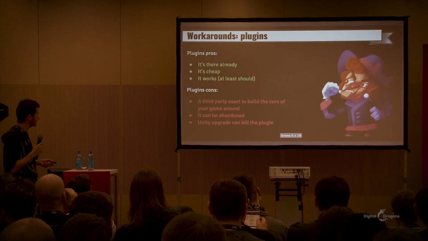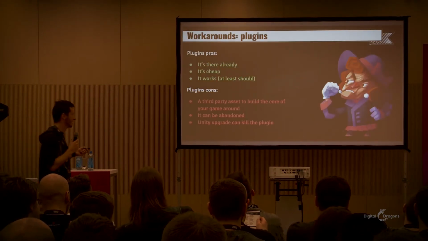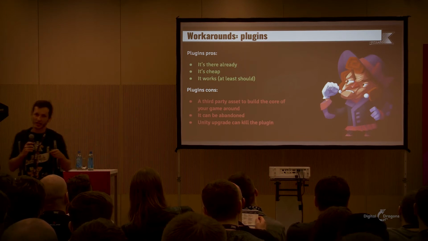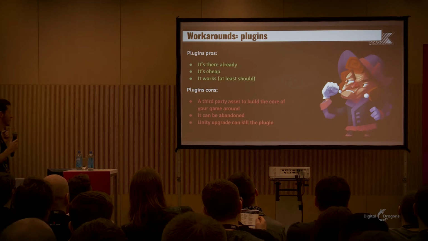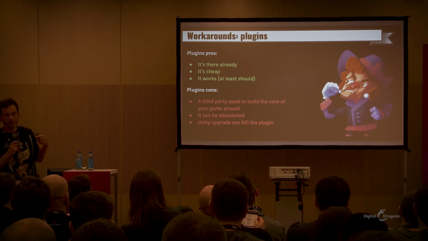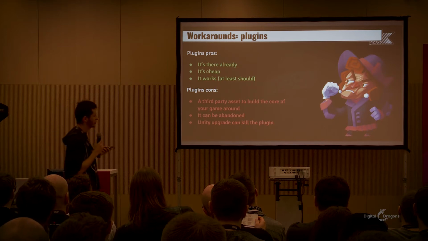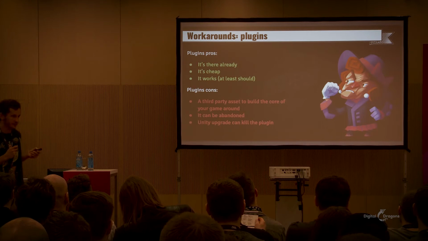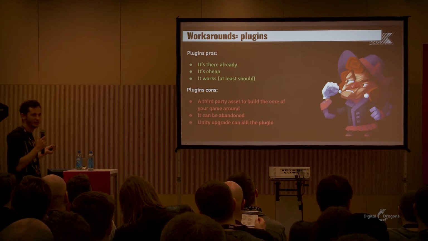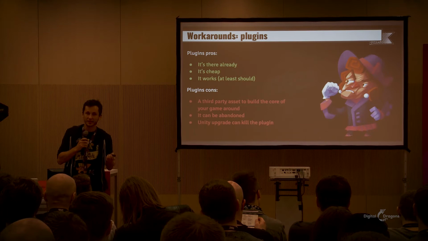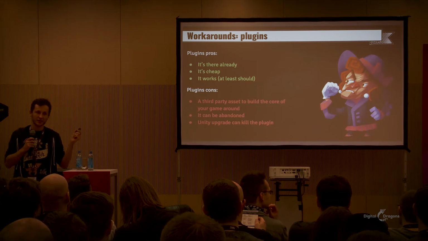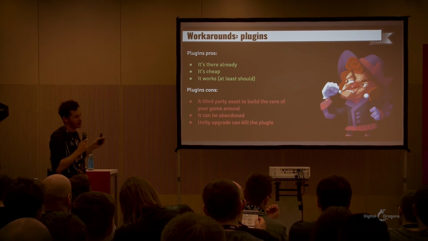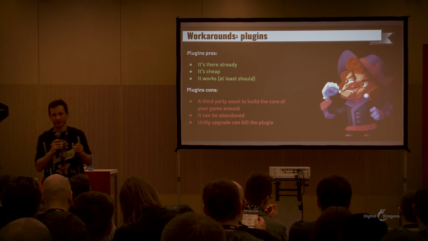All right, so what are the types of workarounds? We can either buy a plugin from the asset store, or we can do our own in-house solution. So we'll talk a little bit about the plugins. What are the advantages of using a plugin? Well, it's already there. You can just go to the asset store and buy it. It's reasonably cheap. The plugins that I researched are about $30 or so, and it works, at least it should, in most cases.